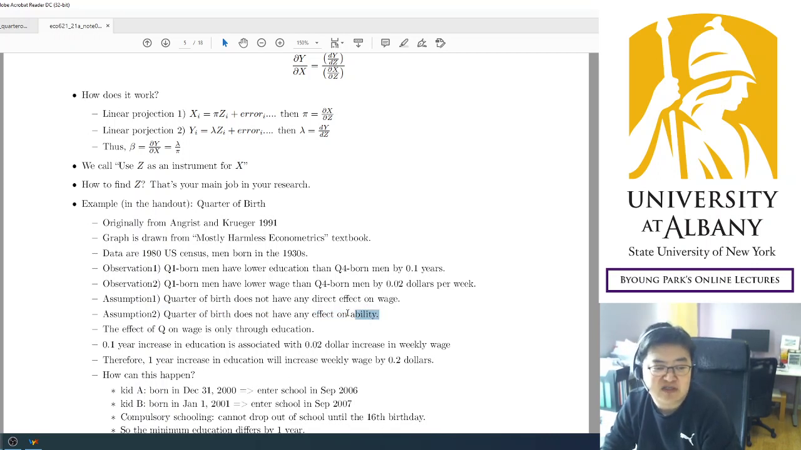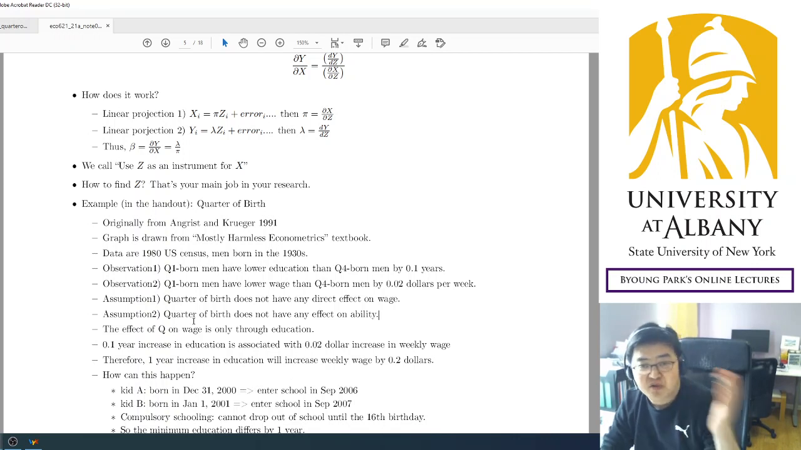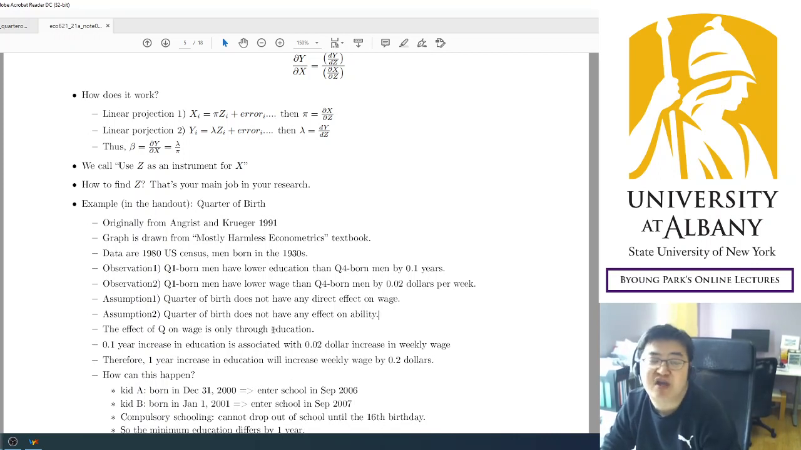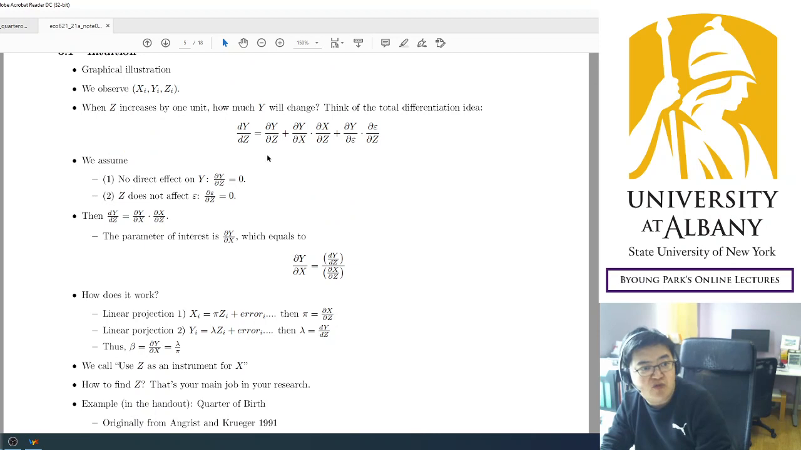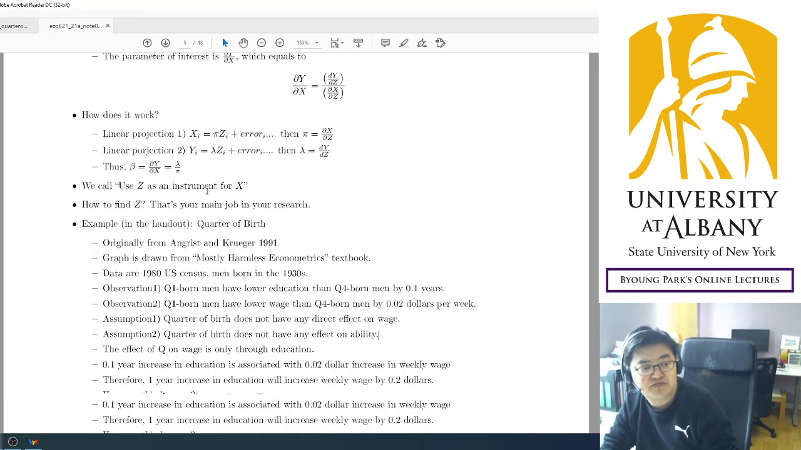So we assume it does not affect ability. It's plausible. And under those two assumptions, we can say that the effect of quarter on wage is observed, but that's only through education. So there is no direct effect. There is no indirect effect through epsilon. That's exactly what we wanted, right? It satisfies those two assumptions.